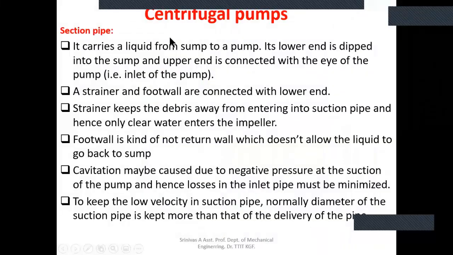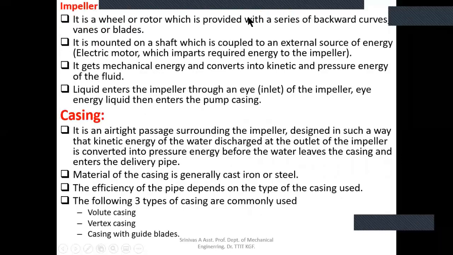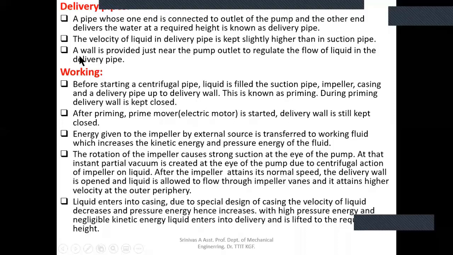Whatever functions we discussed are the same things over here, with part-by-part explanations given. The suction pipe: what it is, what its function is, and from where to where it is connected, all are given. And next is the impeller: what the impeller is and what it does, all these points are there. Then the casing, its functions and applications are also given here. And next, the delivery pipe. And the last one is the working. This is whatever we discussed now, and the working principle is given in points. You can go through this and note it down later. This is all about the centrifugal pump.